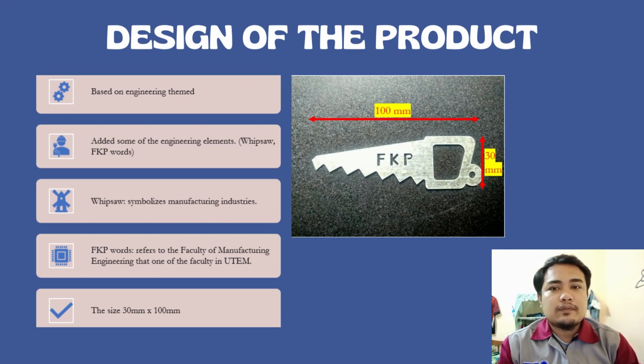Plus, the size of our workpiece design is within 30 mm times 100 mm. To produce our keychain, the cutting method that we chose is the laser cutting machine process. The selection of the cutting method was based on the sketches that were made.